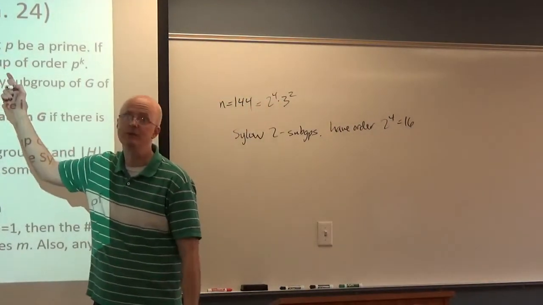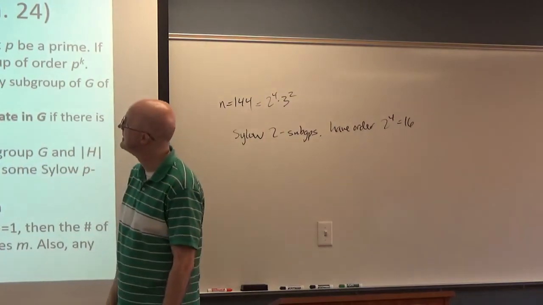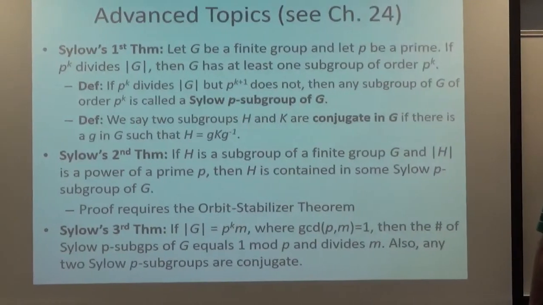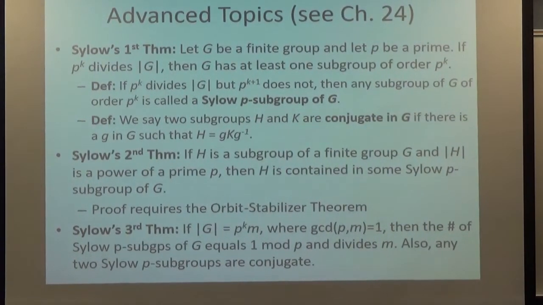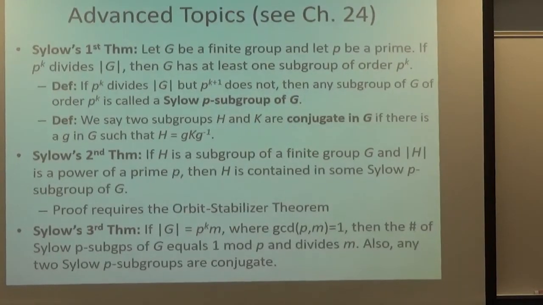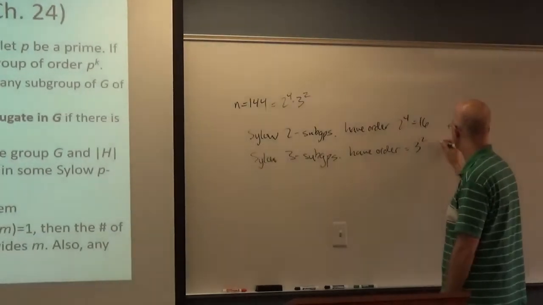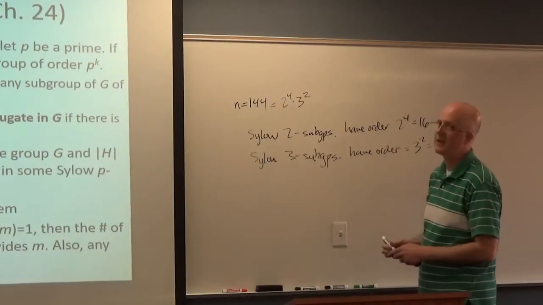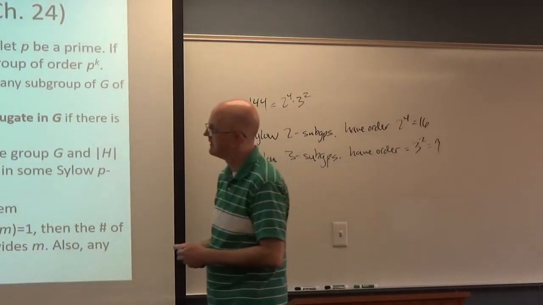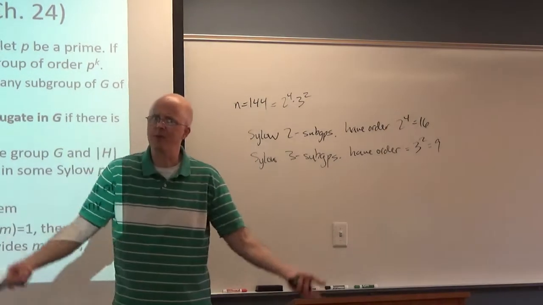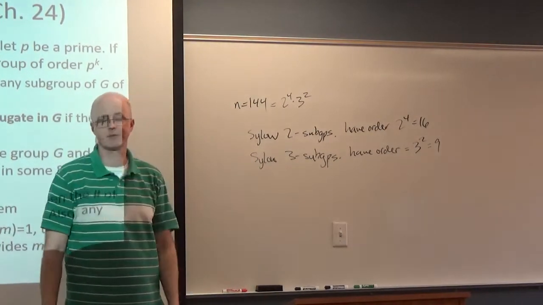And Sylow's first theorem would say you've got subgroups of order 16. There is at least one Sylow 2 subgroup. Sylow 3 subgroups have order equal to the highest power of 3 in the prime factorization. 3 squared is 9. And you've got at least one of those. There are no other Sylow p subgroups here because there are no other prime factors of 144.